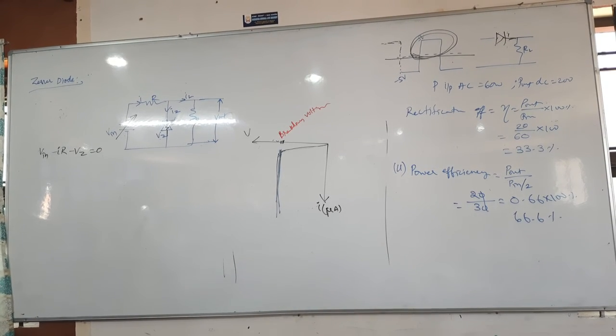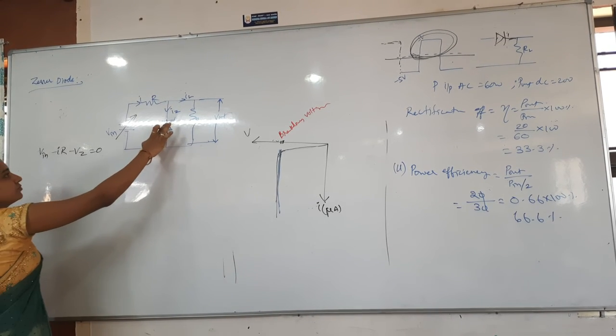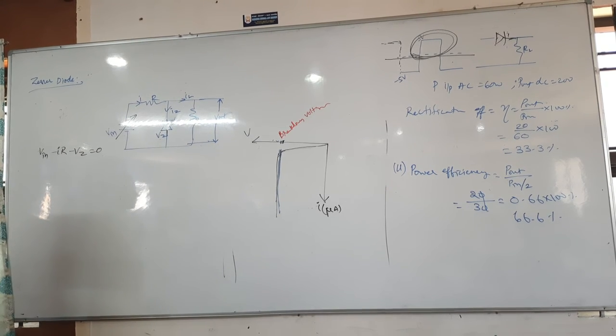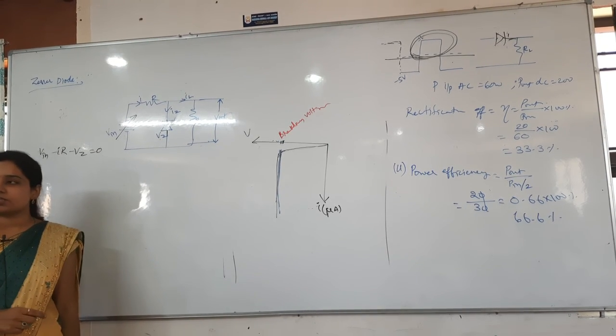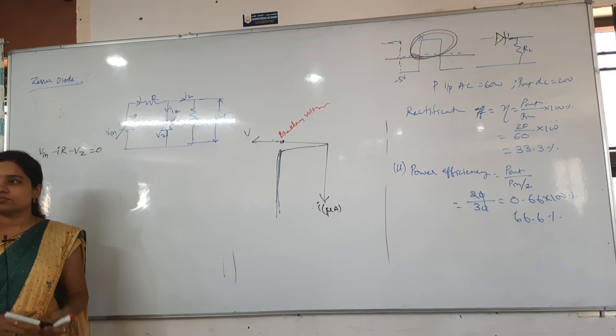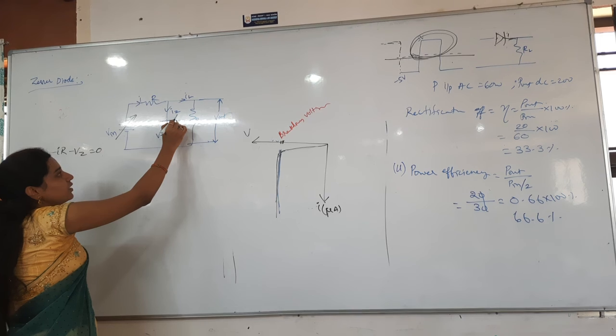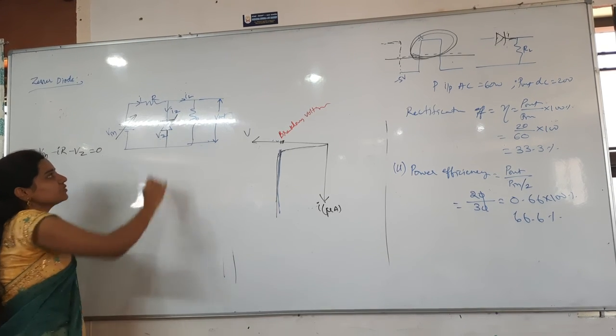Draw both the diagrams. What is the difference between the symbols of the p-n junction diode and the Zener diode? You will get a Z shape here. The negative terminal, the N type side, will have the Z shape. That's it.